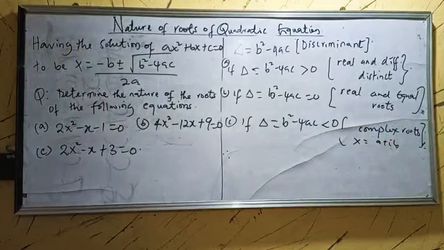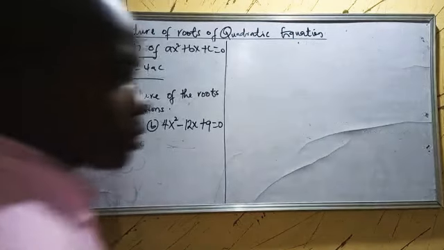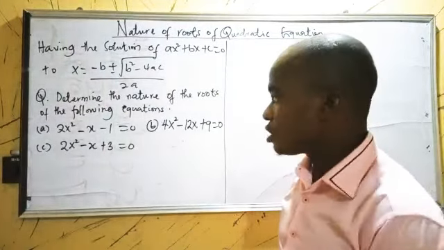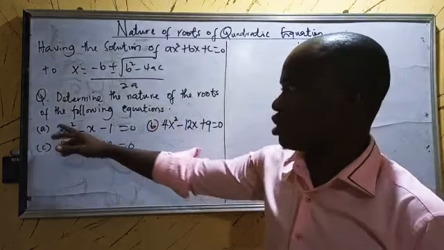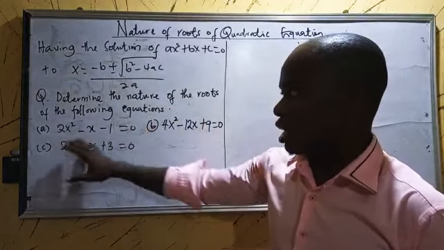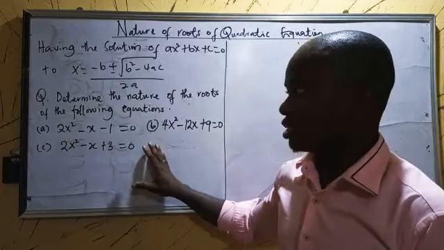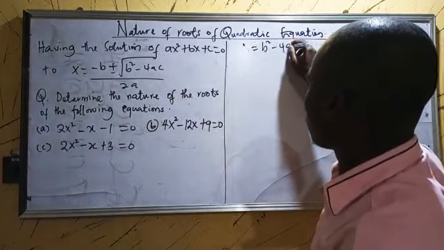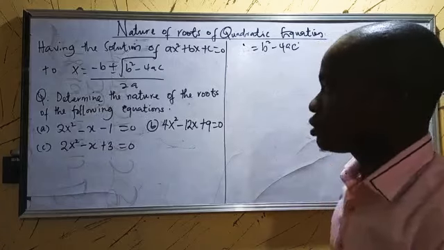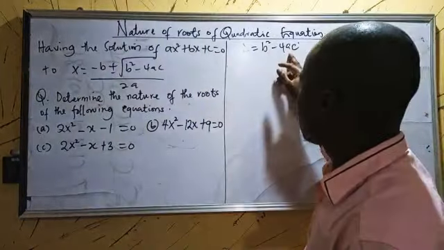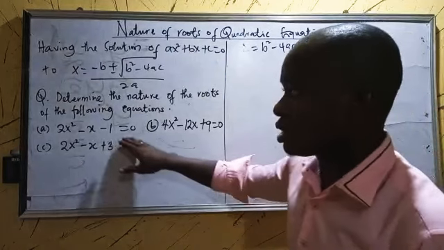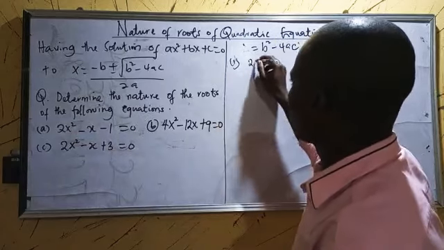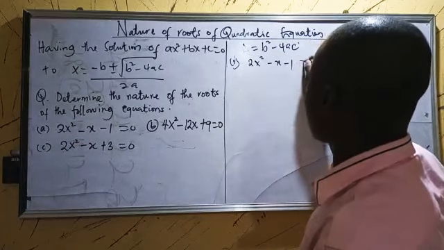So now we can go further to solve the problems we have on the board. Having this problem, they said determine the nature of the roots of the following equations. We are going to look at this, then follow by using our discriminant, that is b squared minus 4ac. So where can we get our a, our b, and our c? We are going to get the values from here by comparing. Let's say we have 2x squared minus x minus 1 equals 0.